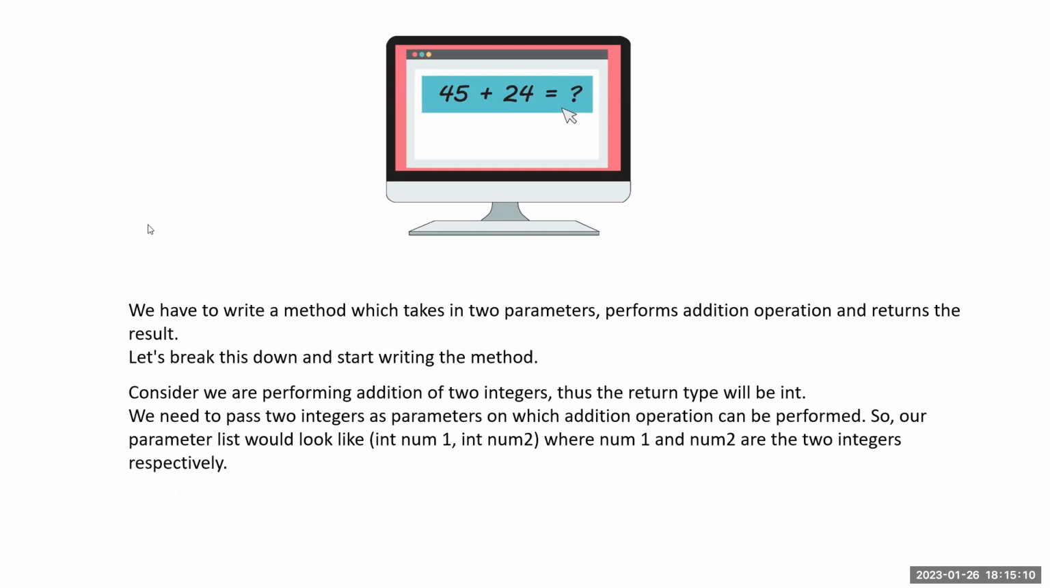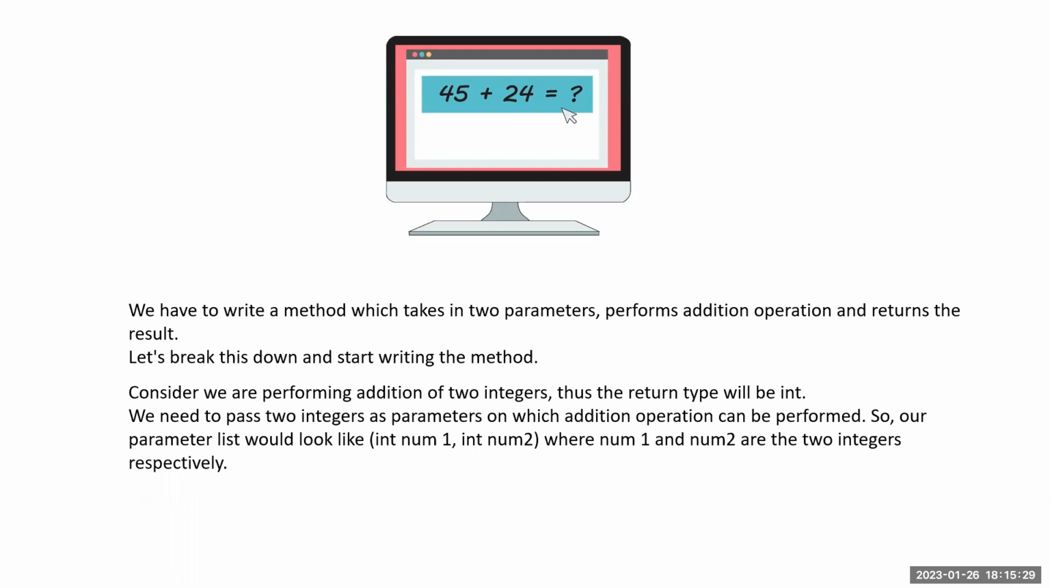Okay, that means you can take any integer data type, and it is going to have two integers as a parameter list, to complete the addition operation.